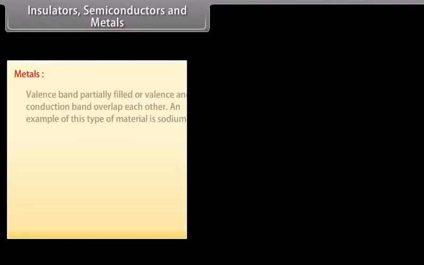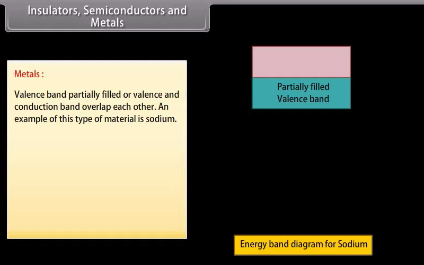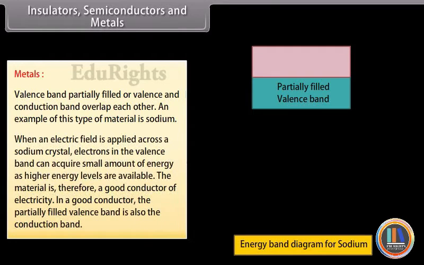Metals. Valence band partially filled or valence and conduction band overlap each other. An example of this type of material is sodium. When an electric field is applied across a sodium crystal, electrons in the valence band can acquire a small amount of energy as higher energy levels are available. The material is, therefore, a good conductor of electricity. In a good conductor, the partially filled valence band is also the conduction band.